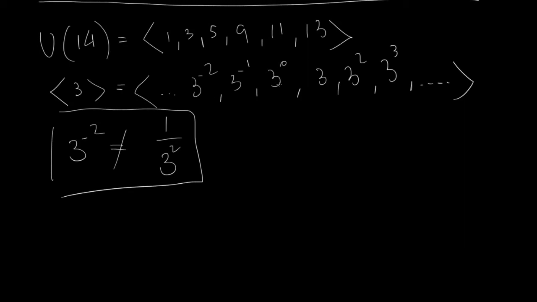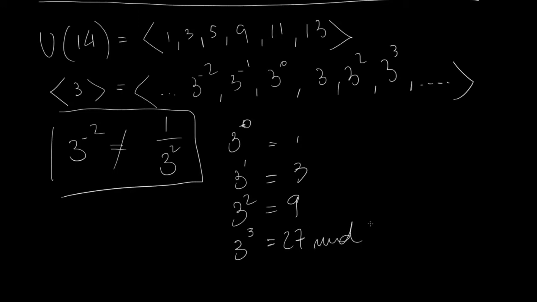So for the moment let's use the positive integer powers. Okay, so let's notice that 3 to the 0 power mod 14 is 1. Let me do the easiest, just 1. 3 to the first power is 3, mod 14 is 3. I don't have to write it down. 3 square equals 9, mod 14 is 9. 3 to the third is equal to 27, okay, mod 14 is equal to 13.